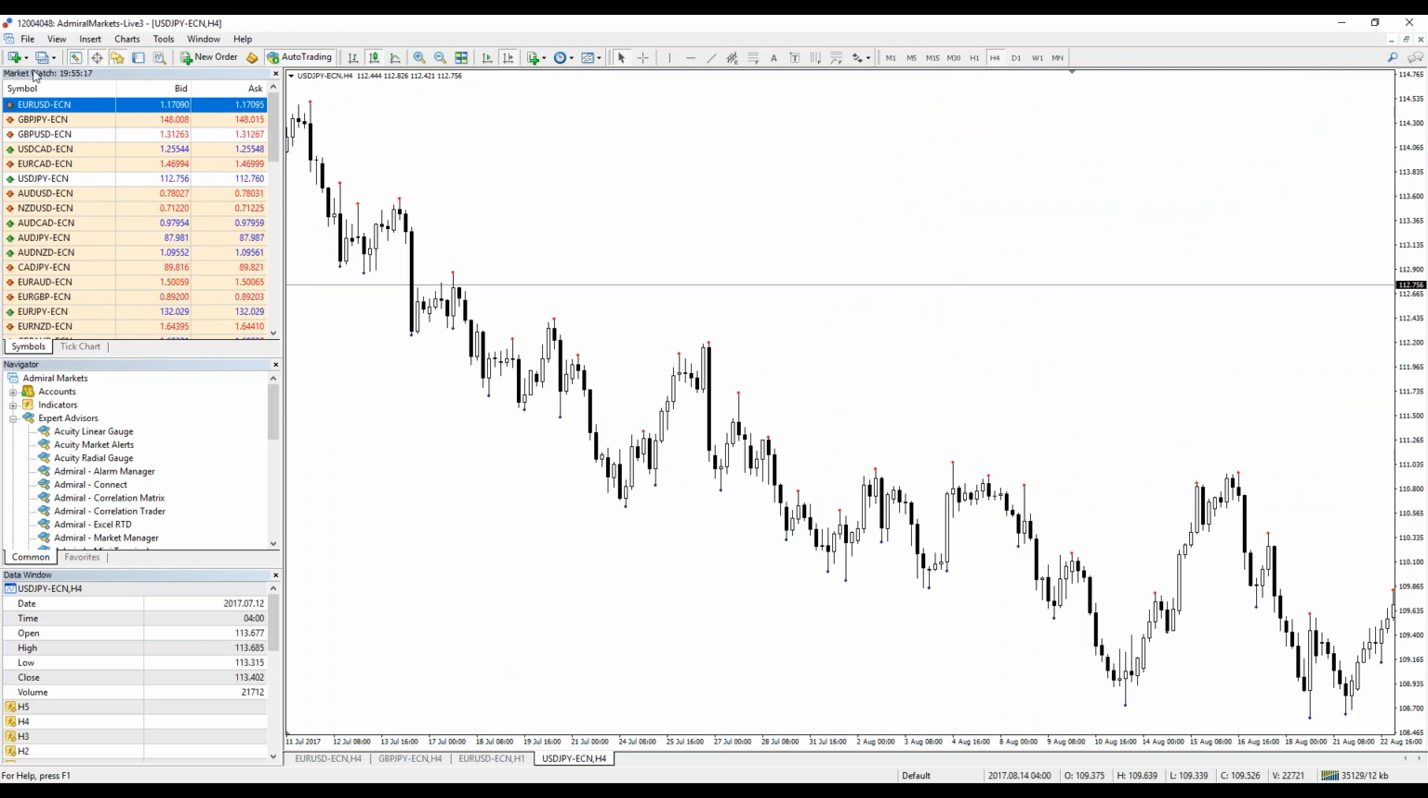Let's use some other historical examples. Let's use, again, Andrews pitchfork. This is high, this is low, this is another high.